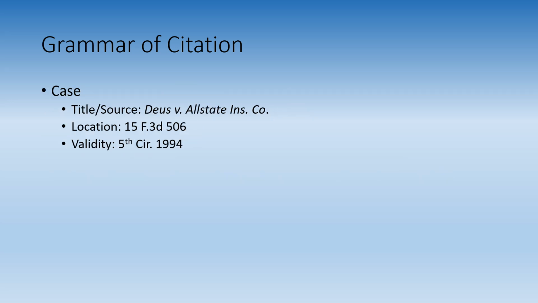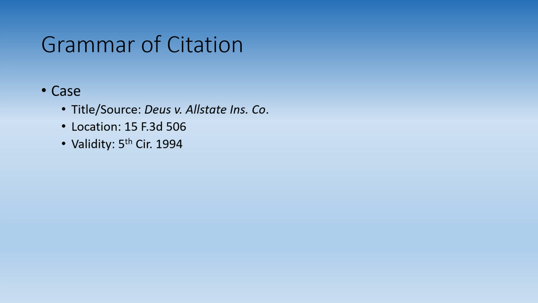So for a case, for example, there's a title or a name of the source, there's a location of the source, and then the validity of the source. So the title is Deus versus Allstate Insurance. The location, you can find it in volume 15 of the Federal Reporter, 3rd series, on page 506. And then the validity, it was decided by the Fifth Circuit in 1994. So the title, the location, and the validity tell you everything you need to know for the citation.